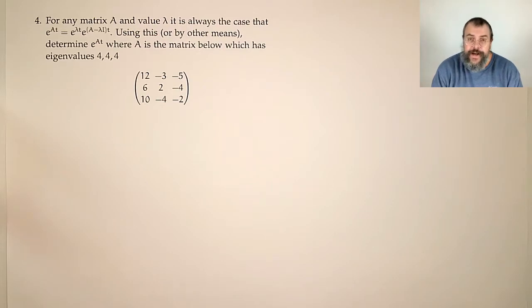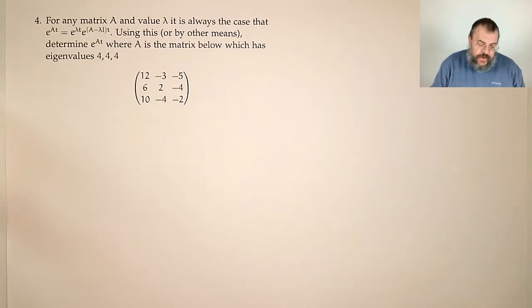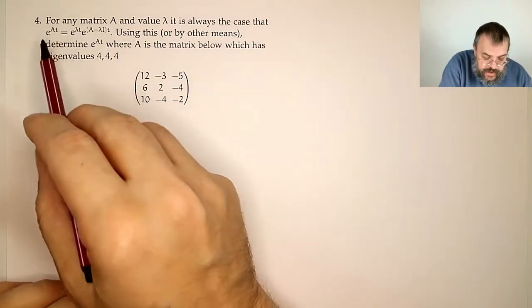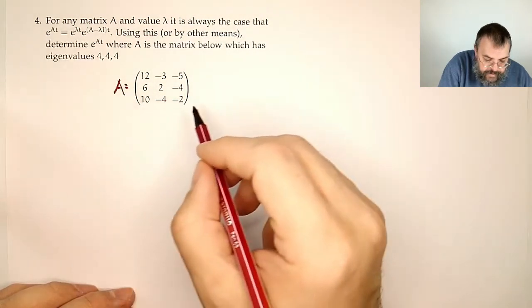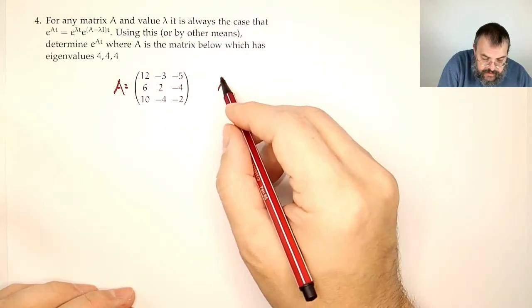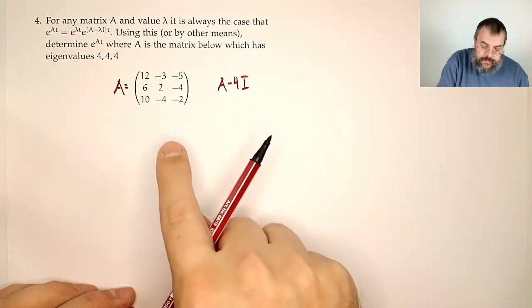Now, you might say, aha, I'm going to use other means. Okay, you can. You totally can. But let's actually do this and see what happens. So what does this say? Well, we know the eigenvalues of the matrix because it's told to us. It's 4, 4, 4. You say, all right, well, since it's 4, 4, 4, then according to this, if we call this A, then what we would have is A minus 4I, because it's true for any lambda.